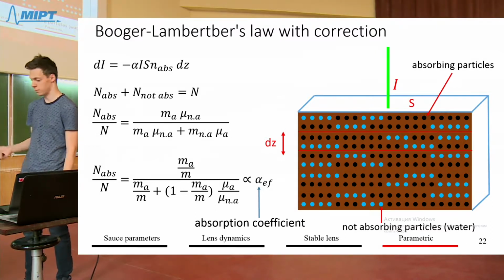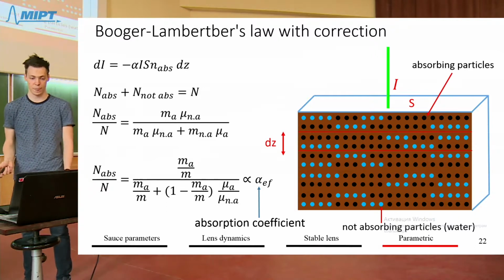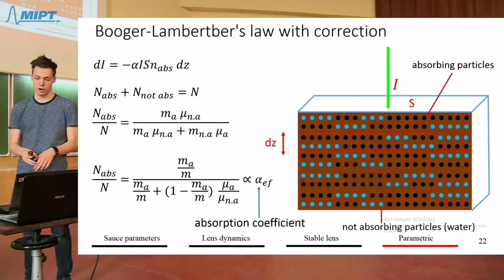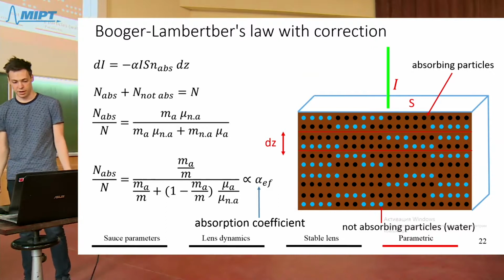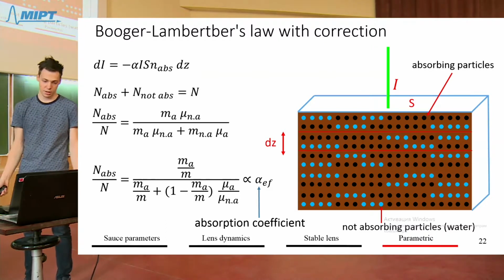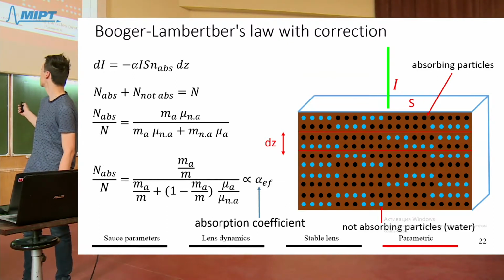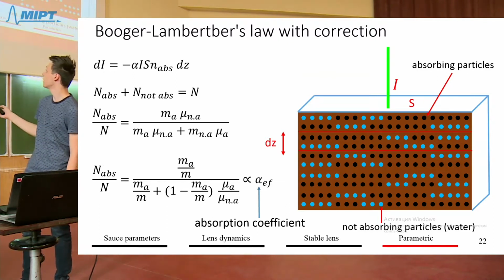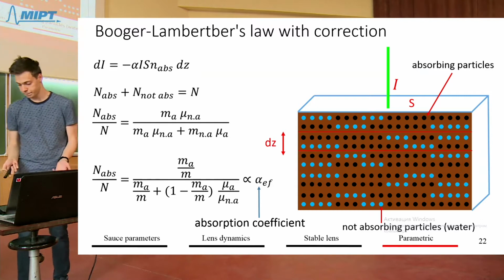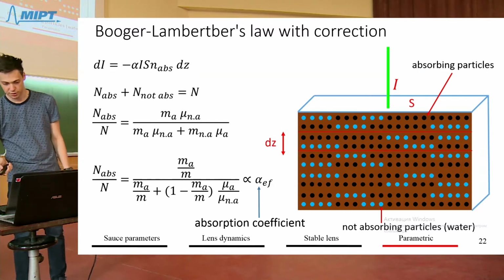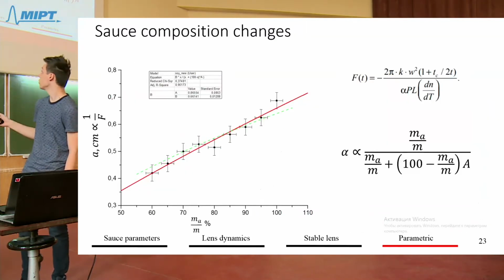We should quickly modify Beer-Lambert's law to take into account that now not all particles in our area are absorbing. So we have some absorbing particles of soil salts and non-absorbing particles of water. And because the concentration of absorbing particles is much less, we write it using the mass relation of soil salts and the whole liquid, which consists of solids and water. And this is the dependence which we got.